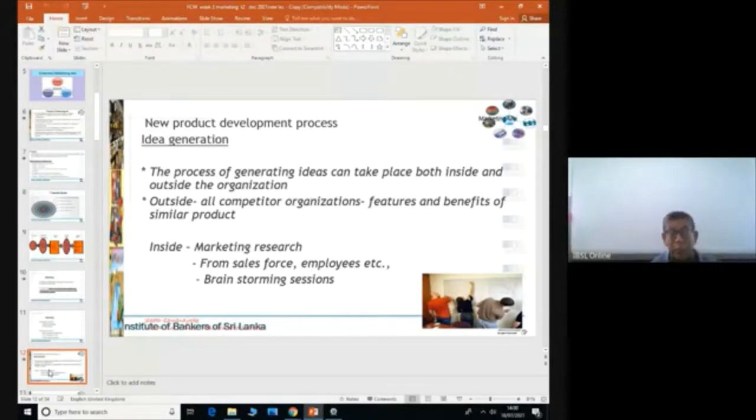Inside, what can you do? You can ask your branch managers in different areas, your own employees and salespeople, to give new ideas, or you may conduct a brainstorming session. And also you can conduct market research.